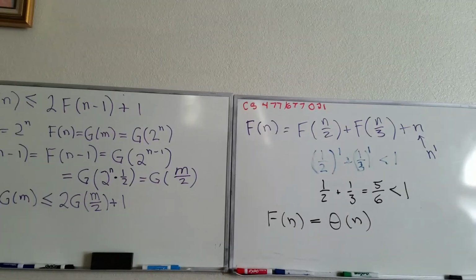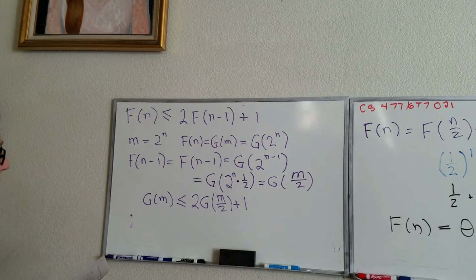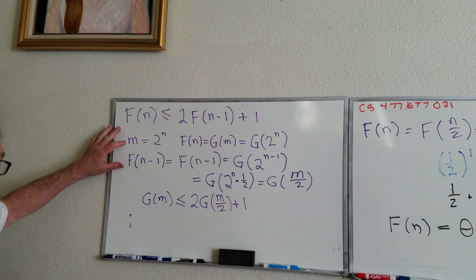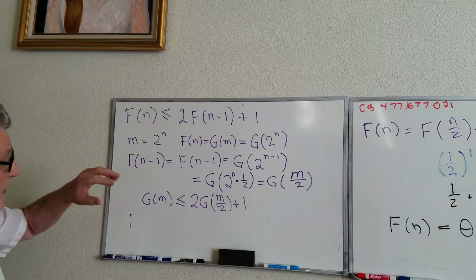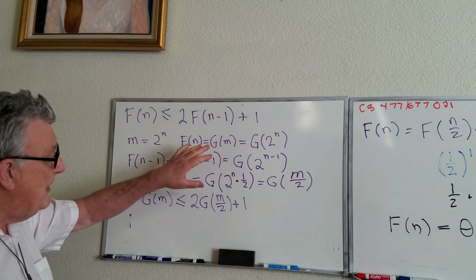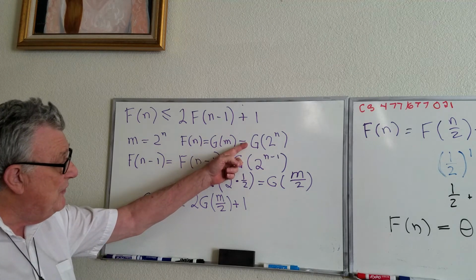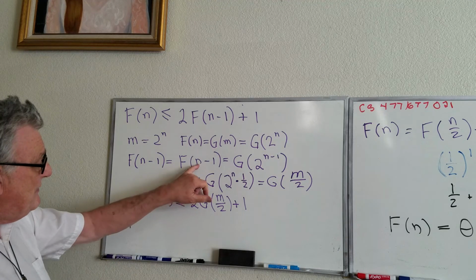This particular problem is another difficult one where I told you the substitution. It's sort of the opposite substitution. In the previous problem, we had m equals base 2 log n. Now we're doing it the opposite direction. M is 2 to the power of n. But we also still want g of m to equal f of n. Now since m is 2 to the n, that's the same as g of 2 to the n. So what's f of n minus 1?